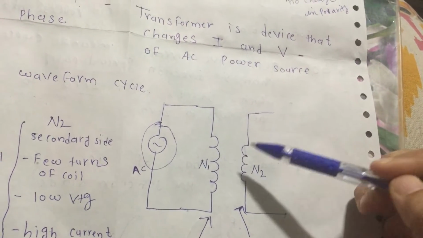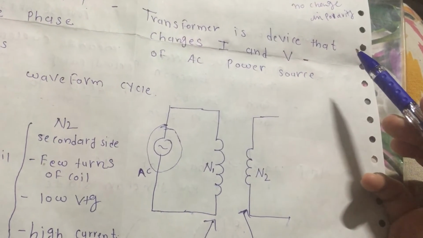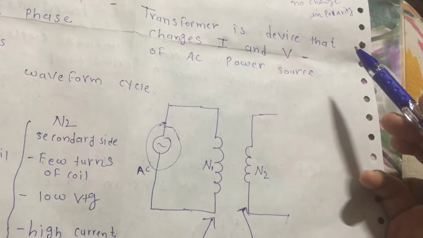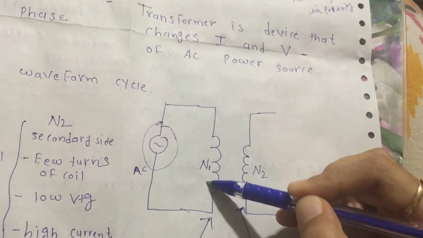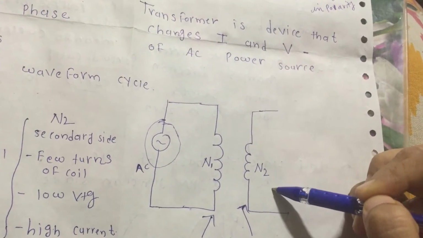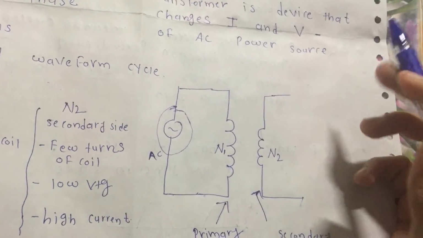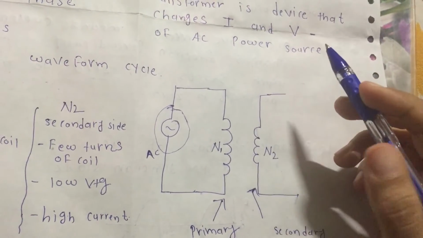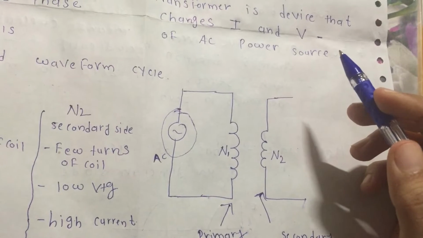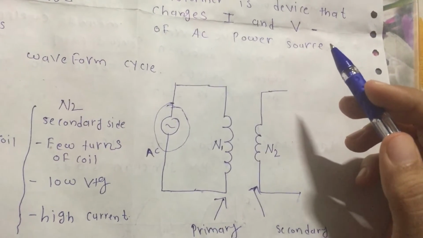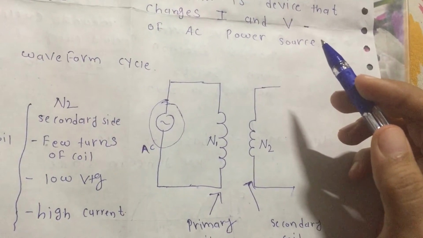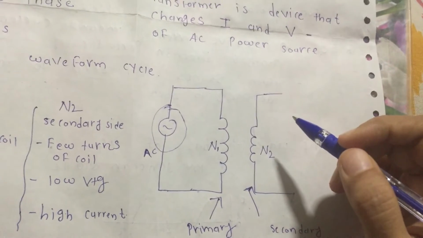This current can be increased or decreased based on the number of coils in the primary and the secondary coil. There are step up transformers and step down transformers. What happens in a step up transformer? It increases the voltage at the output side, and a step down transformer reduces the voltage at the output side.